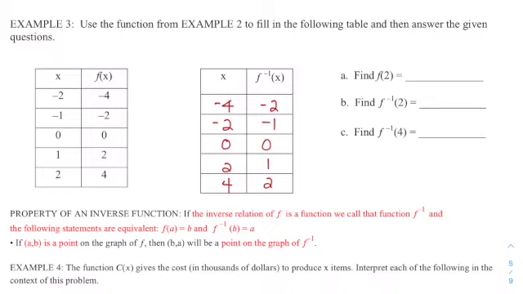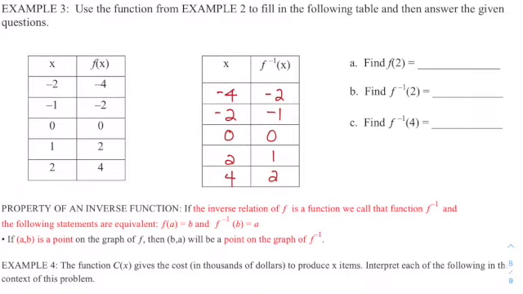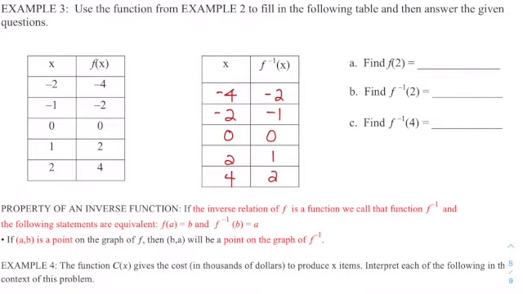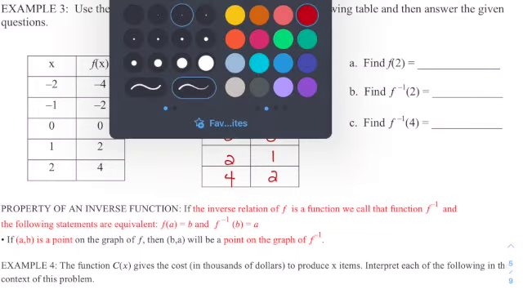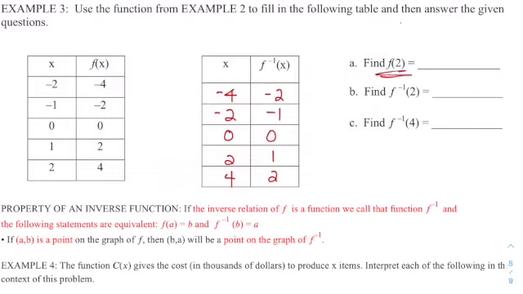Now for parts A, B, C, what we're going to do is look at the tables and pick out our number. The first one says f of 2. That means we use the regular function, f of 2. So f of 2 is right here. So the answer is 4.